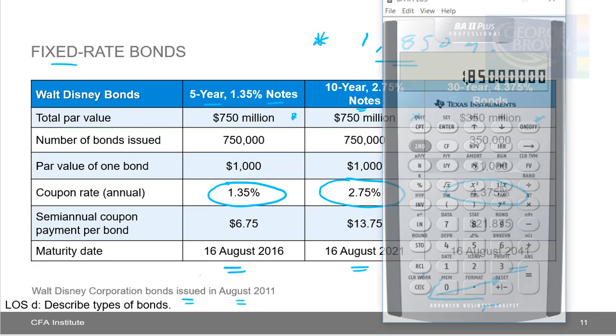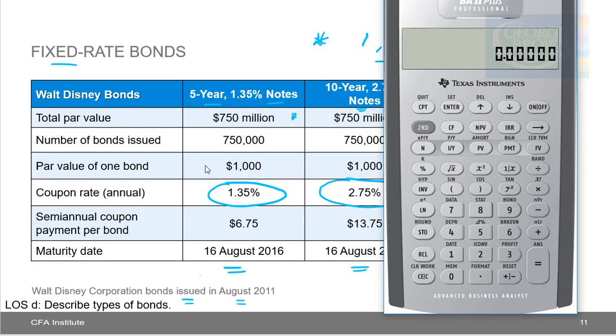So if we just bring up the calculator and we look at this coupon rate, the par value of one bond is 1,000. That's the par value of one bond. The number of bonds issued was 750,000. So 750,000 bonds times par value 1,000 gives us our 750 million. So when we look at that annual coupon rate, it's against the par value of the bond. So we're going to start with the par value, $1,000 par value times 0.0135. And so annually, our coupon payment on the par value of 1,000 is going to be $13.50. But if they're paid semi-annually, we're going to divide by 2, and you can see therefore our semi-annual coupon payment per bond is $6.75.